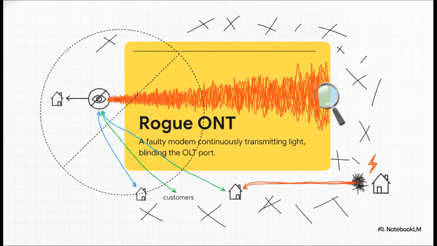It might start transmitting this solid, continuous beam of light. And guess what? That completely blinds the OLT port. It instantly knocks every other perfectly clean paying customer on that distribution fiber completely offline. Just like that, one single broken device ruins the shared connection for everyone.